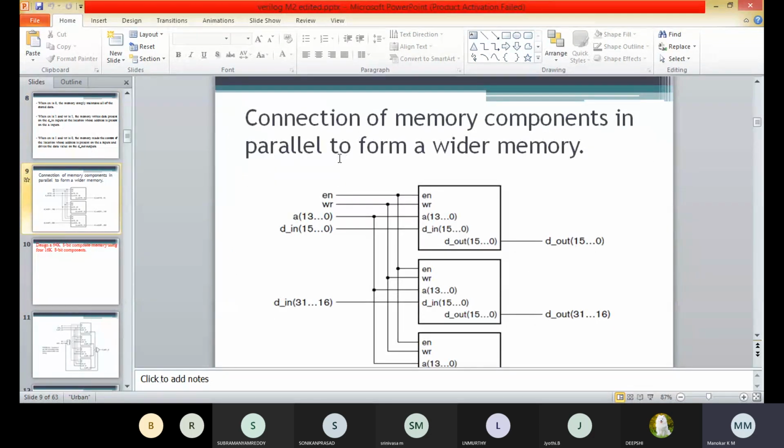Next, you can take one more example, that is the connection of memory components in parallel to form a wider memory.